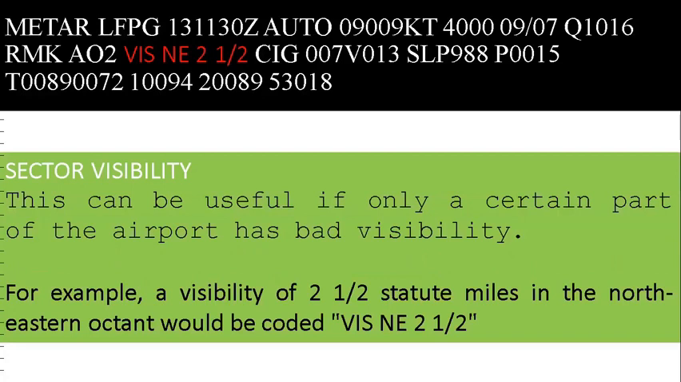Sector visibility. This can be useful if only a certain part of the airport has bad visibility. Directions define the sector to 8 points of the compass, and the sector visibility is in statute miles. For example, a visibility of 2.5 statute miles in the northeastern octant will be quoted as VIS NE 2.5.